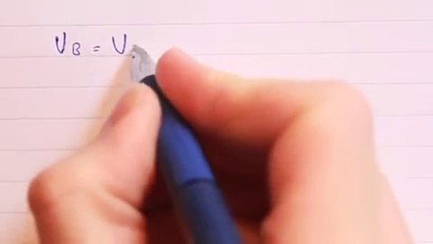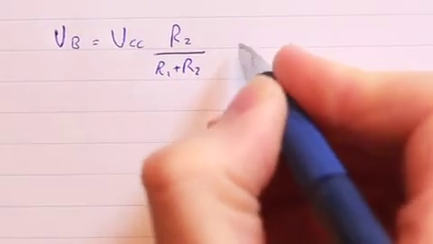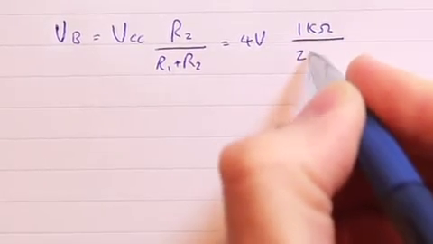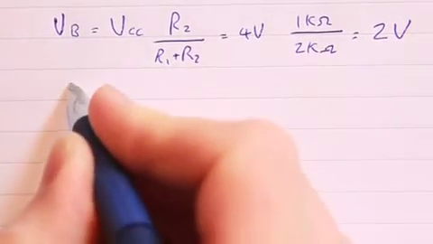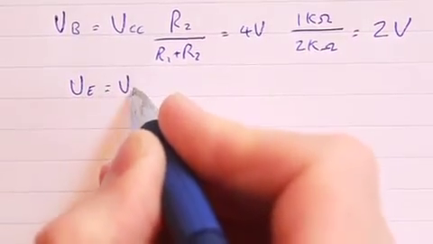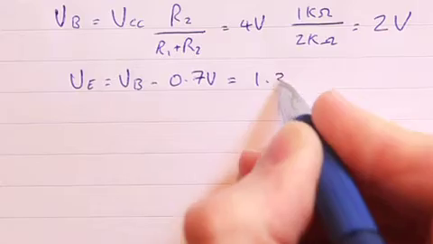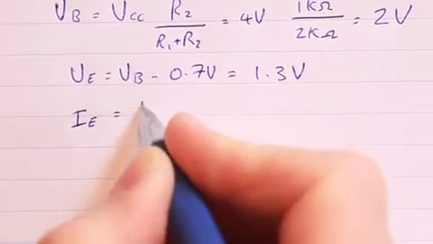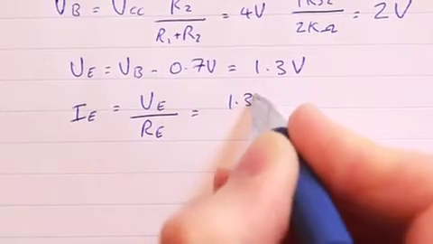Step 1 involves the calculation of the voltage at the base of the transistor, or VB. This is calculated using the potential divider formula, as VB is located between VCC, R1 and R2, and ground. Step 2 involves the calculation of the voltage at the emitter of the transistor, or VE. This is calculated by subtracting 0.7 volts from the value we got for VB, or the voltage at the base. Next, we calculate the emitter current using Ohm's law, which is the emitter voltage divided by the emitter resistance.